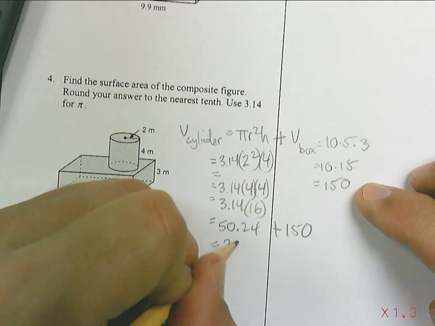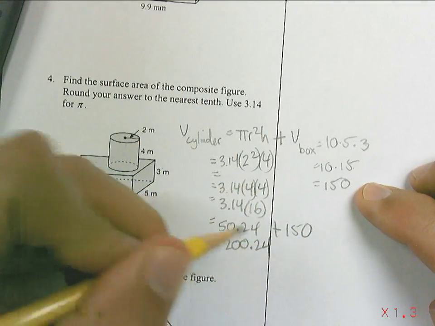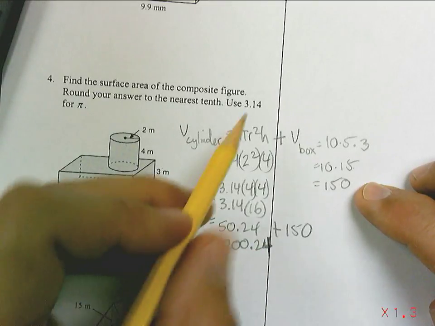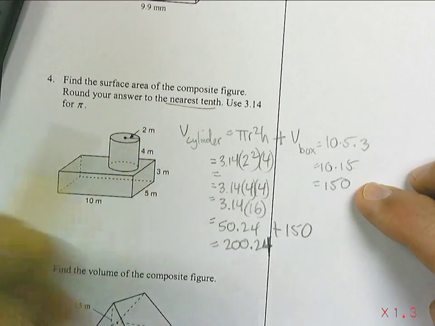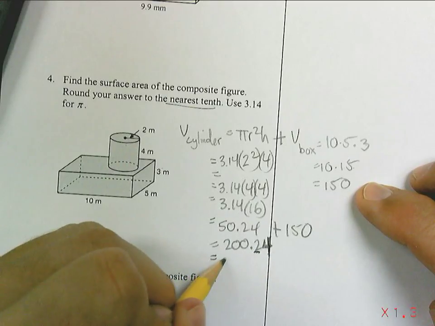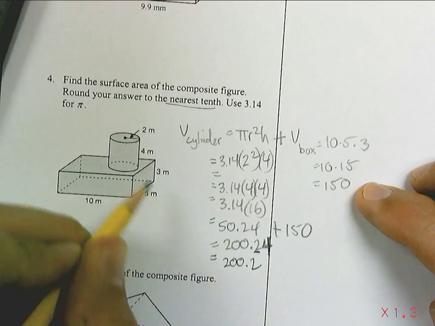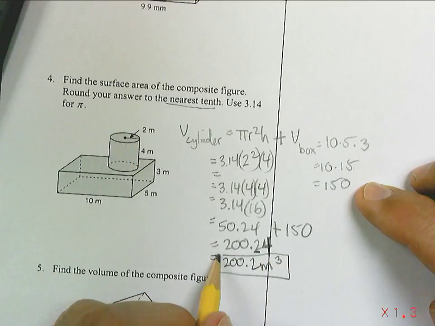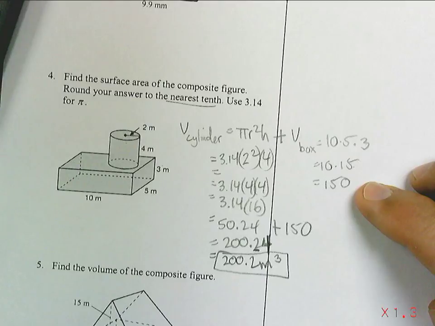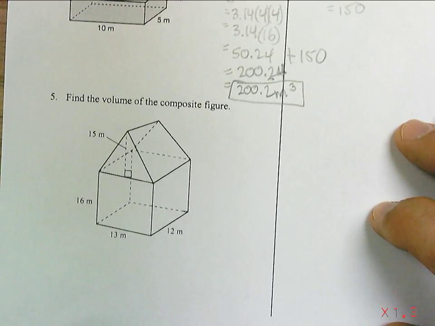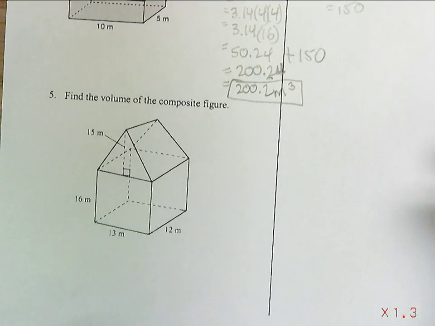So this is 200.24. Okay, 4. Boy, that's unfortunate. It goes right there. And round to the nearest tenth. So that means I have to stop here. That's 4, which is smaller than 5. That means that stays the same. 200.2. And it's volume, so meters cubed. Okay. Last one. Volume of this. Give it a try.